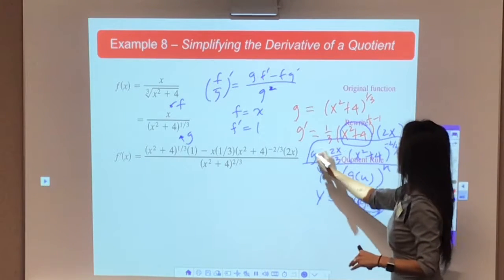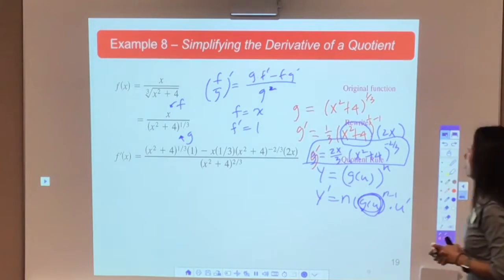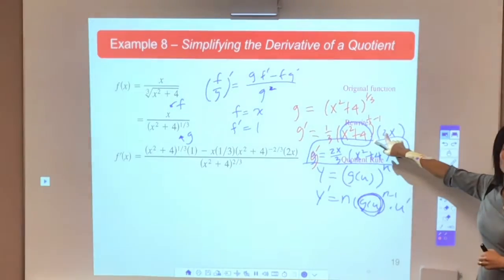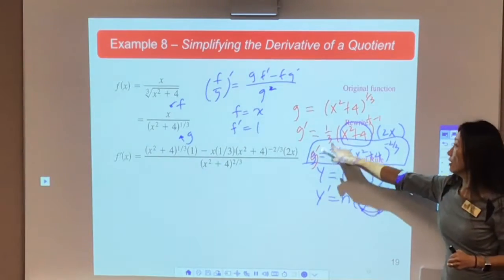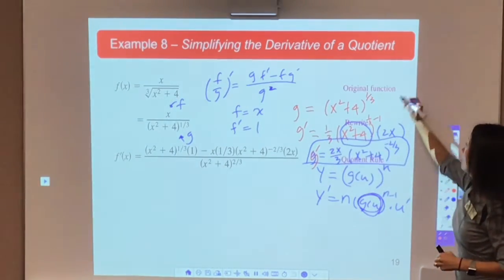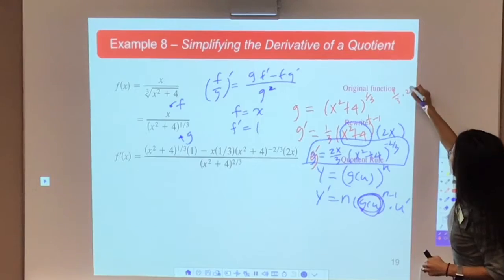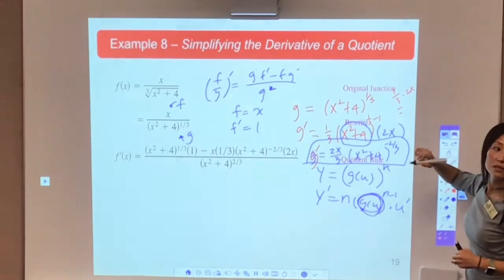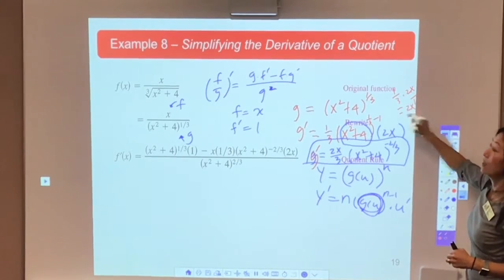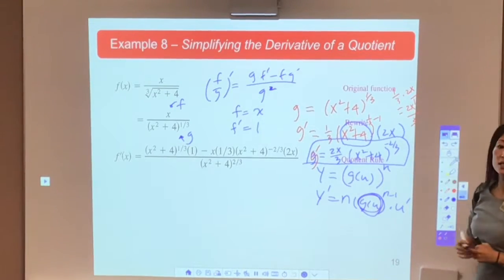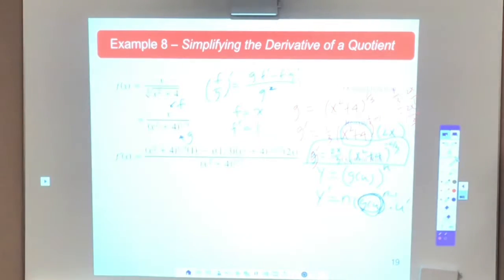Dr. Cruz, how did you get the 2x over 3? The 2x is over here, so I brought it into the front of that. You have a 1/3 times 2x. It's the same as 2x over 1. So 1 times 2x gives you 2x, and 3 times 1 gives you 3. Are you following me, class?